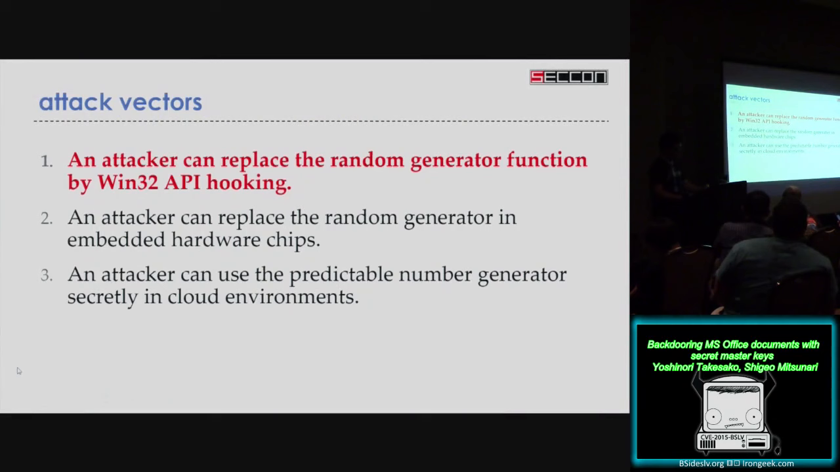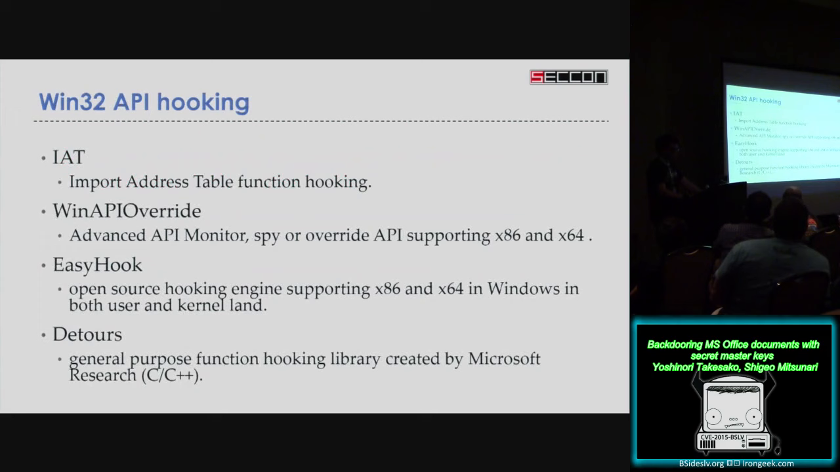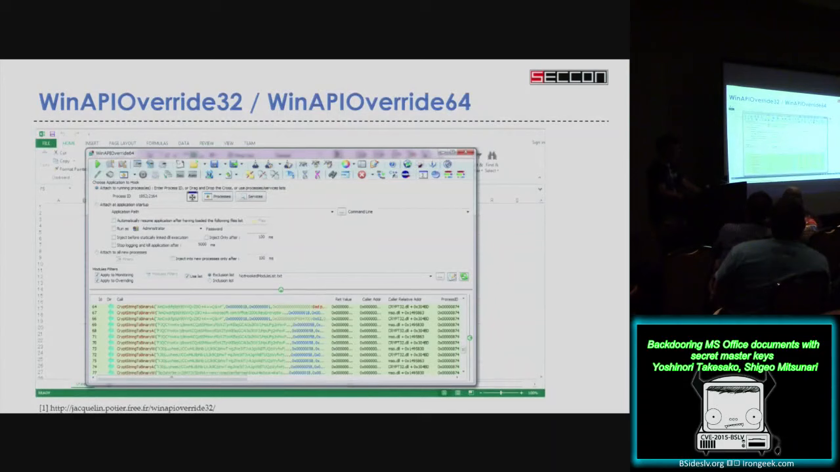So I considered the attack vectors. The first attack vector is that an attacker can replace the random generation function by Windows API hooking. There are many API hooking techniques. IAT, import address table, function hooking is one of the famous Windows API hooking techniques. And moreover, there is Windows API Override for 32 and 64 bit applications. It is very nice software. I like it.